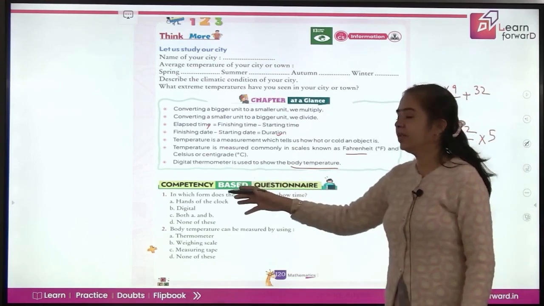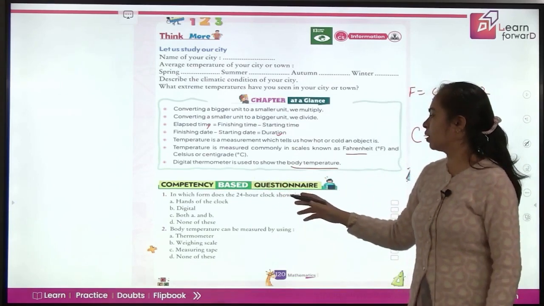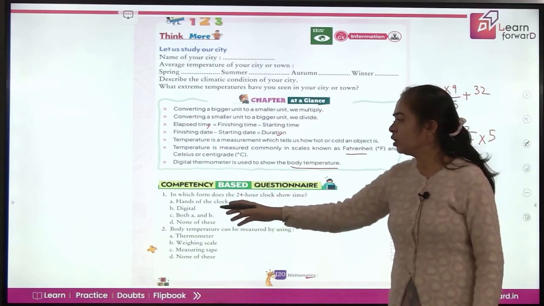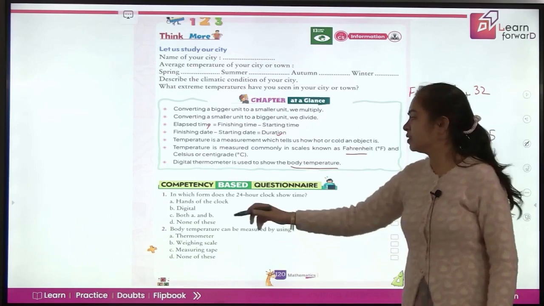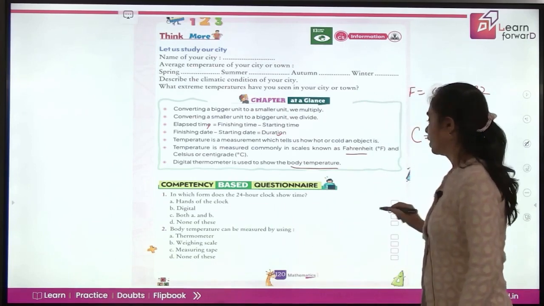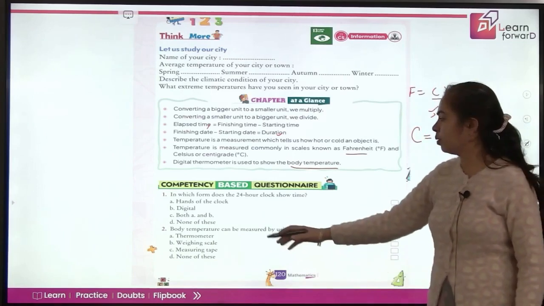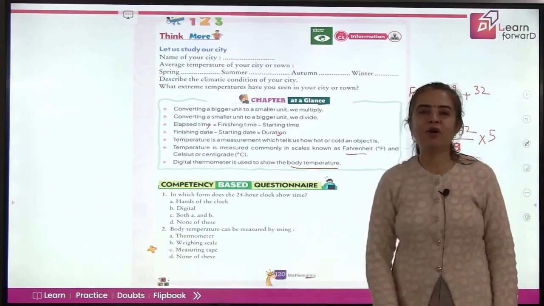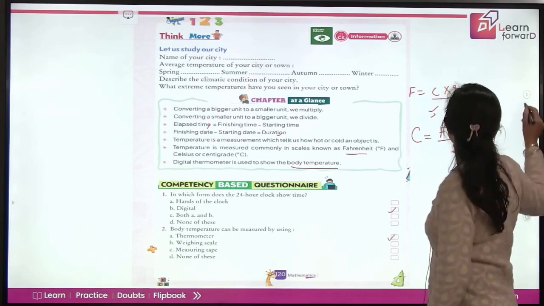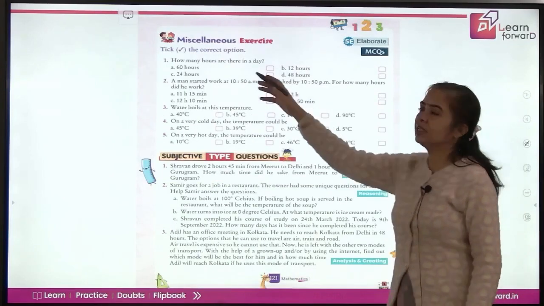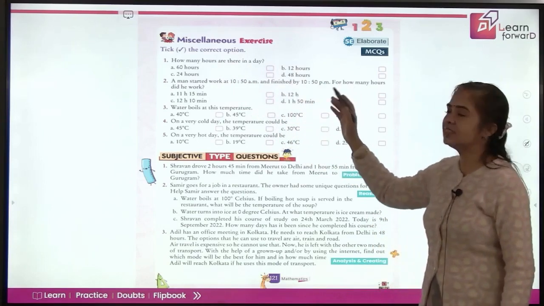Now, competency based questions for you. In which form does the 24-hour clock show time? Is it hands of the clock, digital, both A and B, or none of the above? It is just digital. Next, body temperature can be measured by using what? Thermometer, weighing scale, measuring tape, or none of these? Thermometer, of course. So A is the correct option. Now tick the correct option again. How many hours are there in a day? Very easy. I know you can answer.